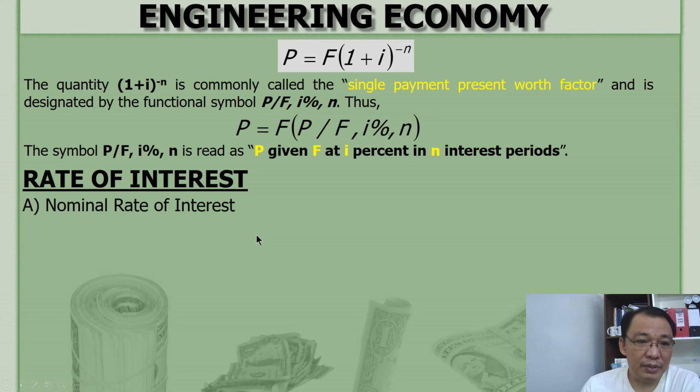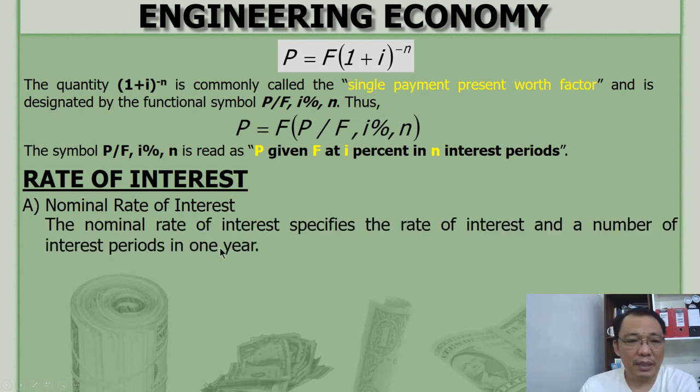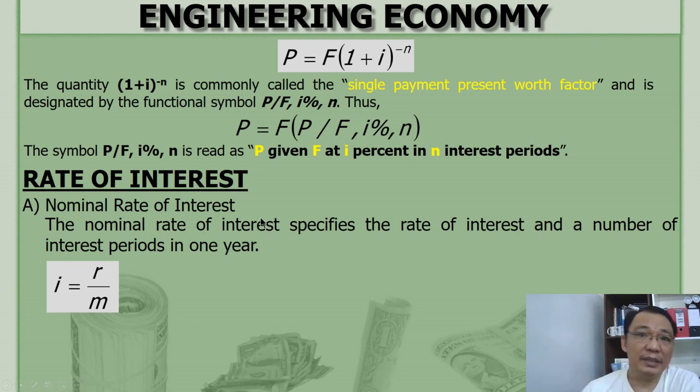Next, we have rate of interest. First, nominal rate of interest. The nominal rate of interest specifies the rate of interest and the number of interest periods in 1 year. Okay? It depends on how many times interest is earned in 1 year. The nominal rate of interest is denoted by r. The i is what you will use in the formula.